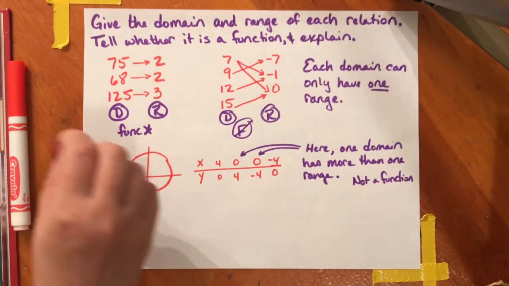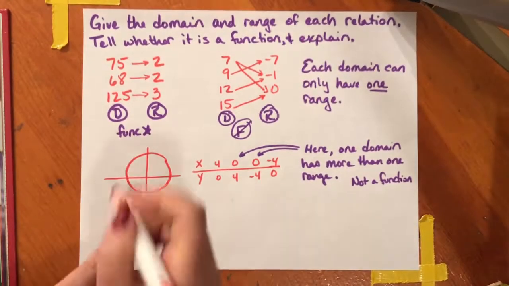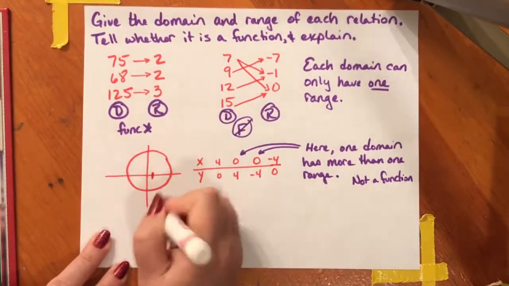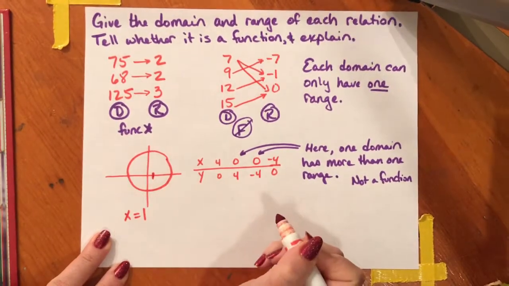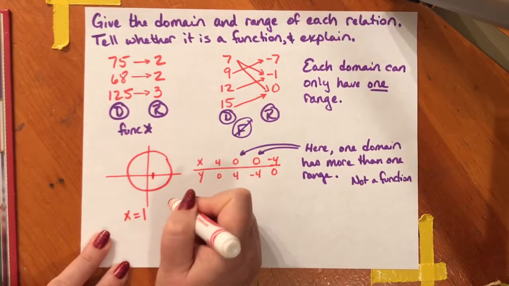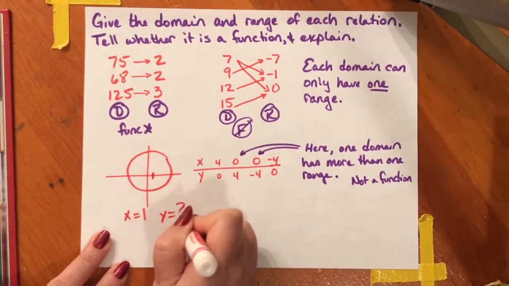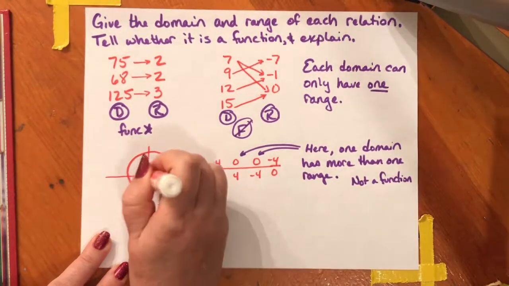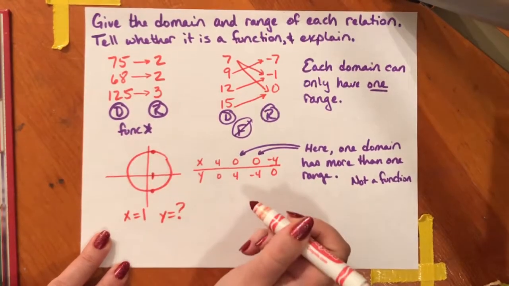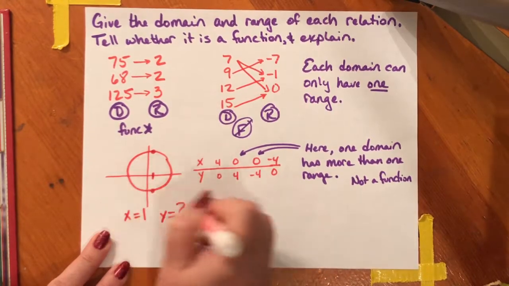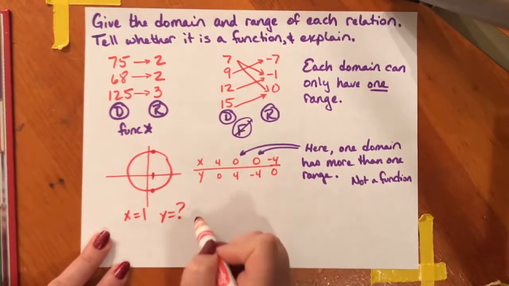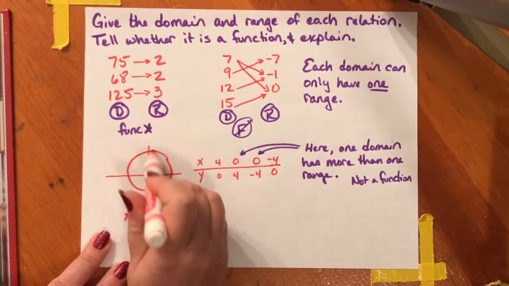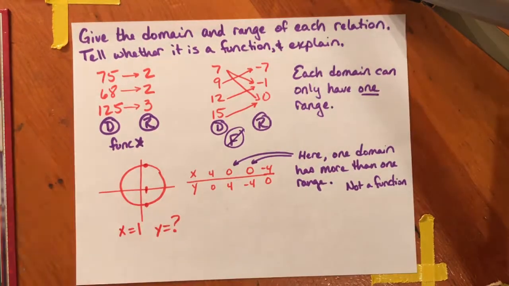Now the circle one looks a little confusing, but what I want you to understand is that here is x equals 1, and where x equals 1, what does y equal? Well, if you're this part of the circle, y could equal negative something, and if you're this part of the circle, y could equal a positive something, which means this is not a function because our domain has more than one range. Do the Check It Out numbers 3a and 3b on page 242. Pause here and come back when you're ready.